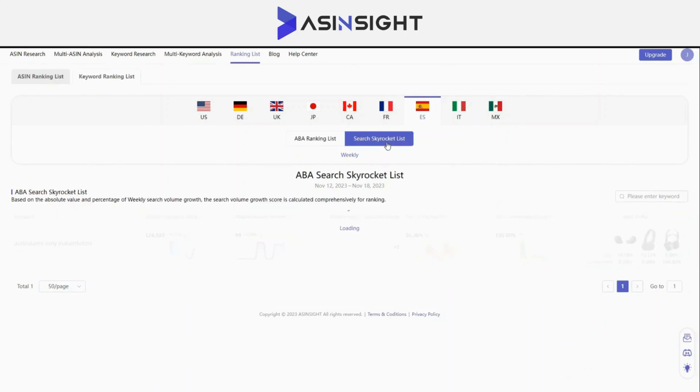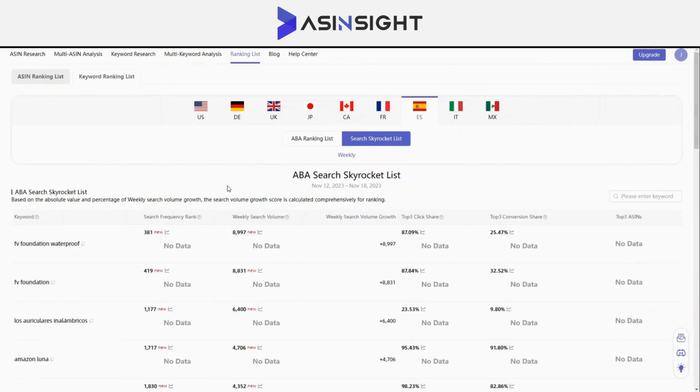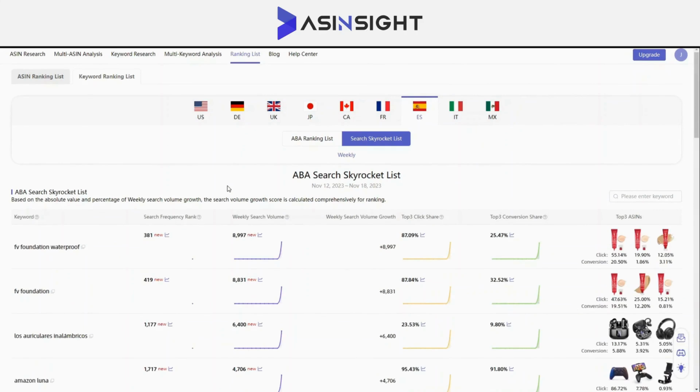And then we have this last thing to finish, the search skyrocket list, which basically shows us trending keywords that have exploded upwards. The top 3 in clicks, or the top 3 in conversions or in searches over the last few days. For example, in this week here, there were no searches, and here there are 9,000 searches. FV, foundation waterproof. Well, it could be a new product, I'm not sure. Or a product that suddenly skyrocketed due to influencers or advertising. But come on, it went from 0 to 8,000 in a week. It's definitely a new thing.